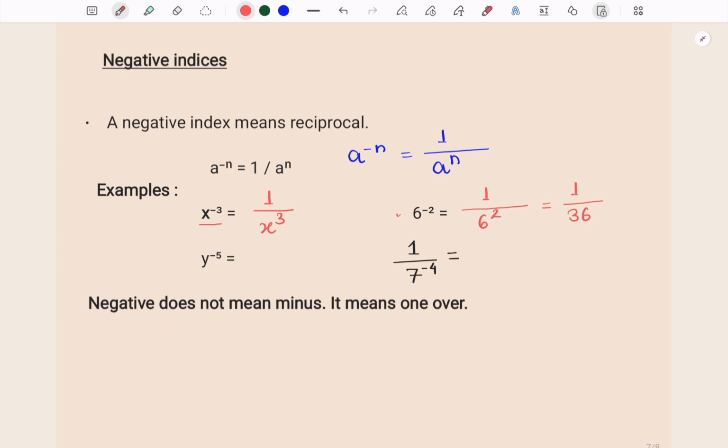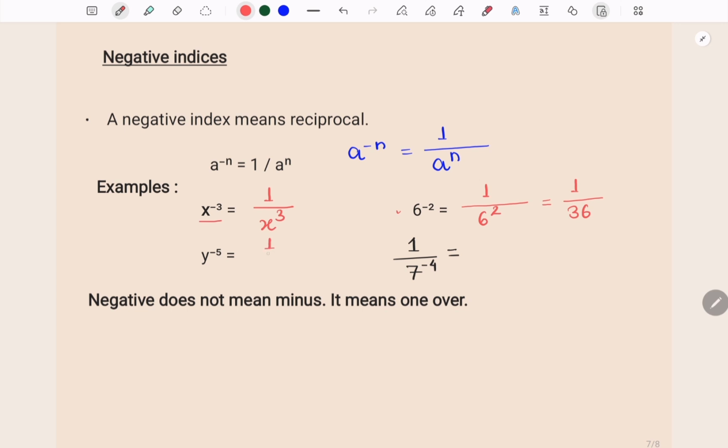In the third example, we have y raised to the power minus 5. It simply means 1 over y raised to the power 5.